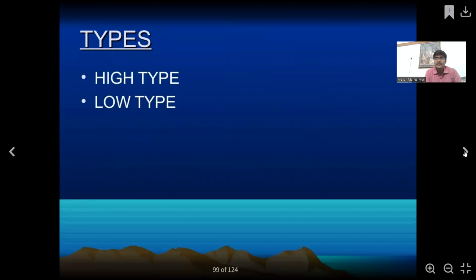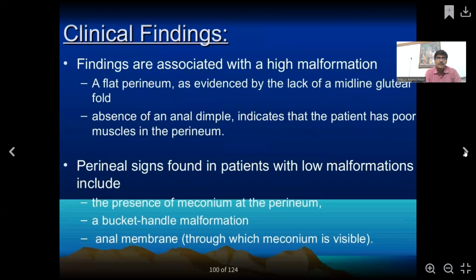Now you divide anorectal malformations into high variety, low variety, and there is another category which is intermediate variety. Clinical findings associated with high malformations are a flat perineum as evidenced by the lack of a midline gluteal fold. Then there is absence of any anal dimple, which indicates that the patient has poor muscles in the perineum.